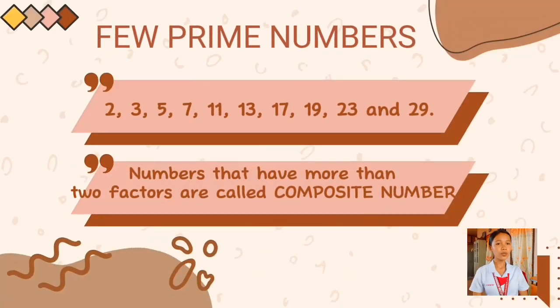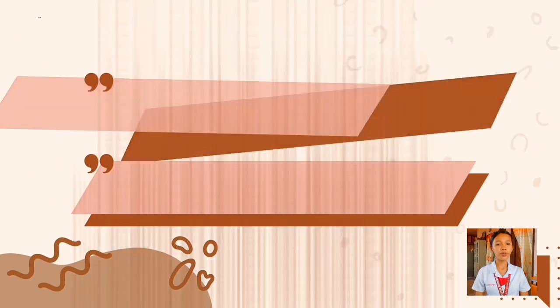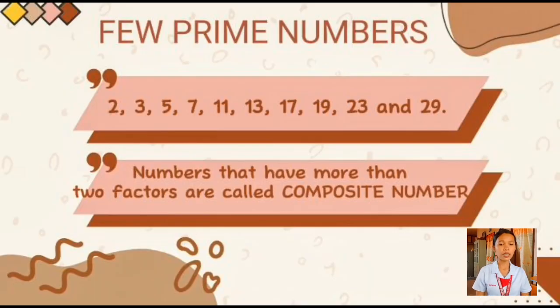As you can see, we have a few examples of prime numbers, and they are 2, 3, 5, 7, 11, 13, 17, 19, 23, 29, and so on. A number that has more than 2 factors is called a composite number, and it is no longer considered a prime number because a prime number has only 2 factors.